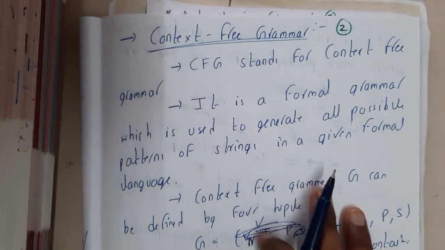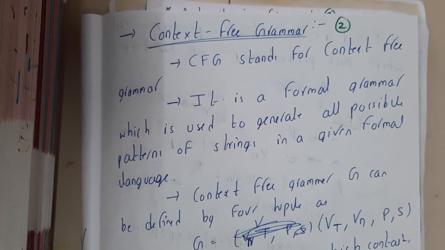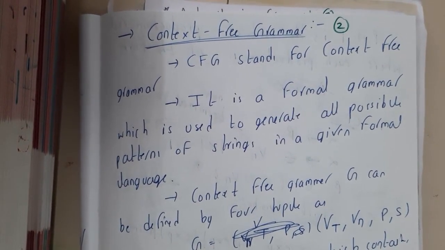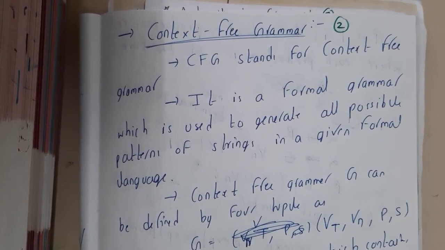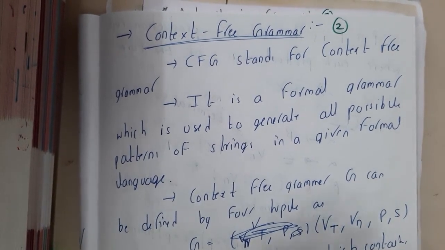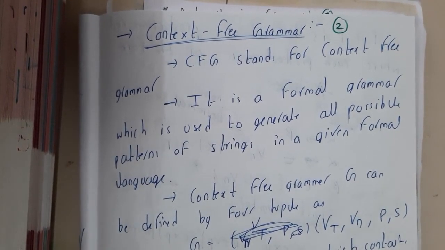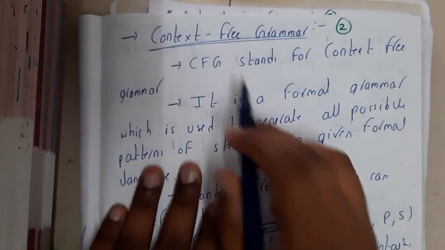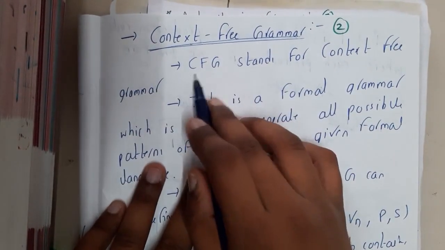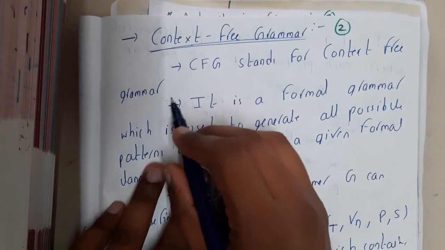In this lecture, let us go through context-free grammar, guys. This concept we have already covered in Automata. If you want, you can revise that, or I'll give you a brief revision of the whole concept. Around 5 to 6 lectures are already covered. Context-free grammar, that is nothing but CFG, stands for context-free grammar.